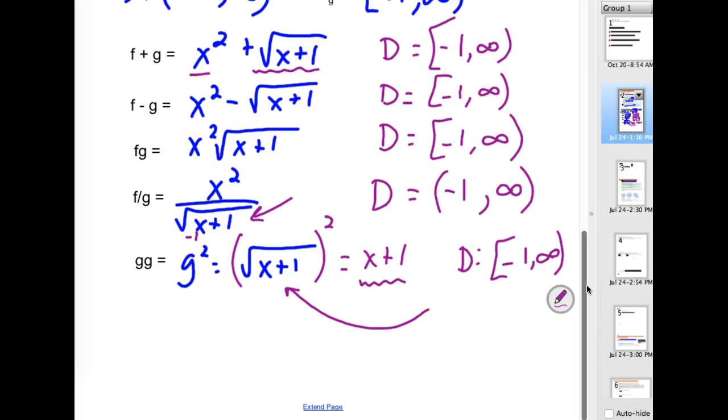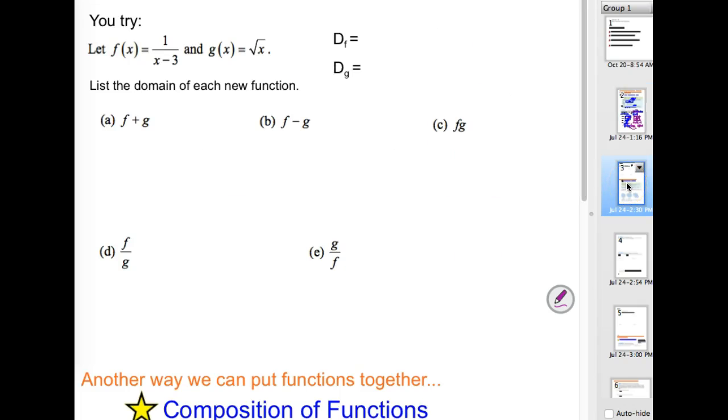All right, let's look at another example. This time we have the function f of x being 1 divided by x minus 3, and g of x is the square root of x. So go ahead and pause the video. I want you just to identify the domains of f and g before we start doing anything with the two functions.